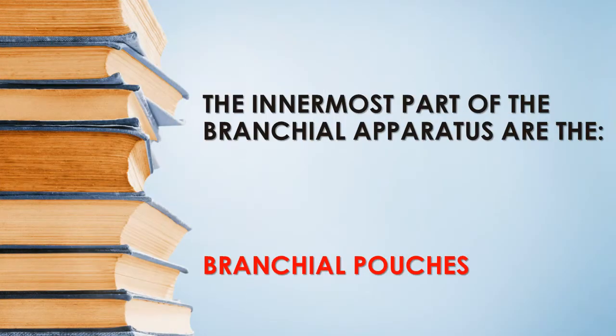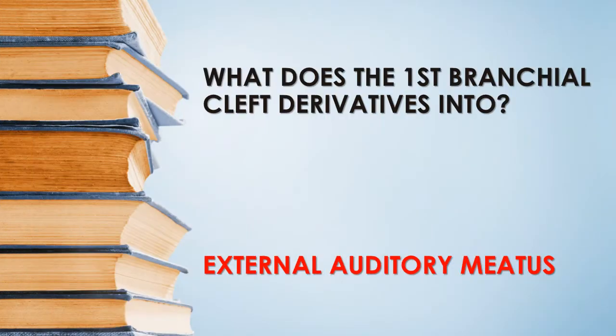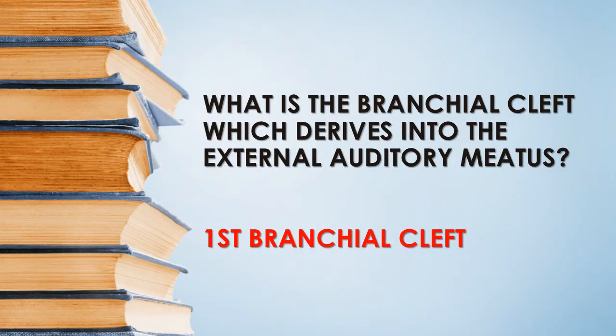The innermost part of the bronchial apparatus are the bronchial pouches. What does the first bronchial cleft derive into? External auditory meatus. What is the bronchial cleft which derives into the external auditory meatus? First bronchial cleft.